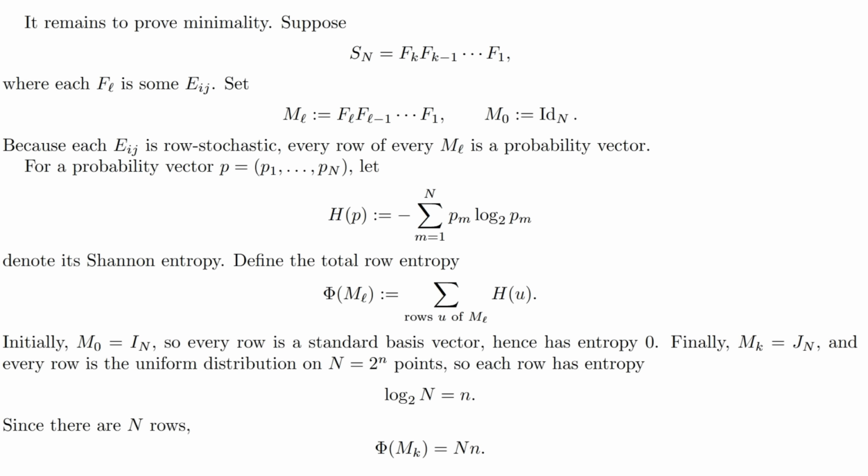Because each Eij is row stochastic, every row of every Ml is a probability vector. For a probability vector p equal to p1 all the way to pN, we let H(p) be the Shannon entropy, defined by negative sum from 1 to capital N of Pi times log 2 of Pi. Taking the sum of the entropy of all the rows, we can define the total row entropy of Ml, which we denote capital Phi. Now, a direct computation shows us that capital Phi of Mk is equal to capital N times n.